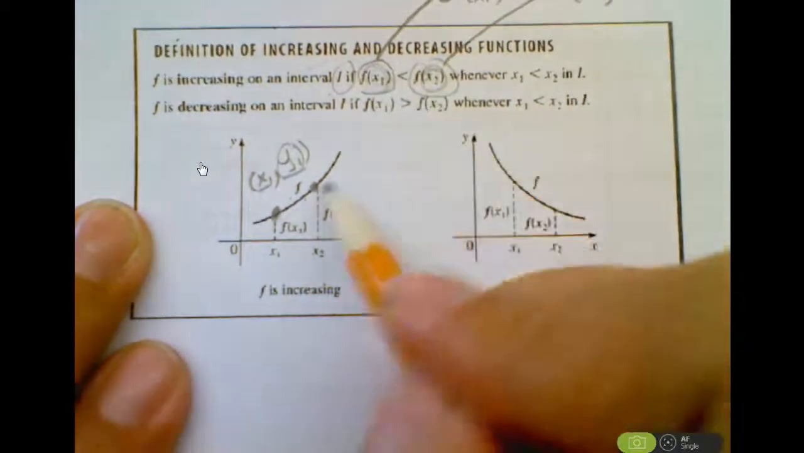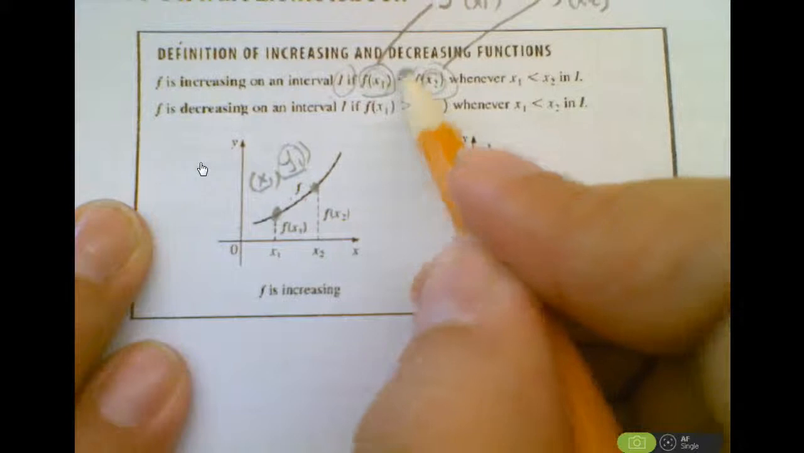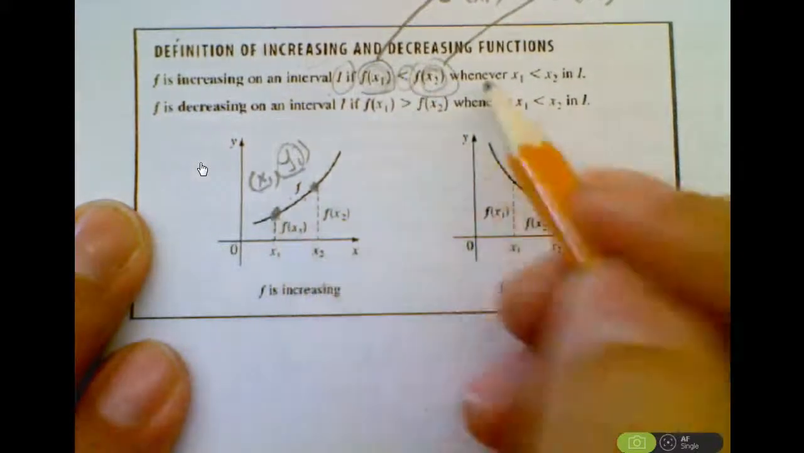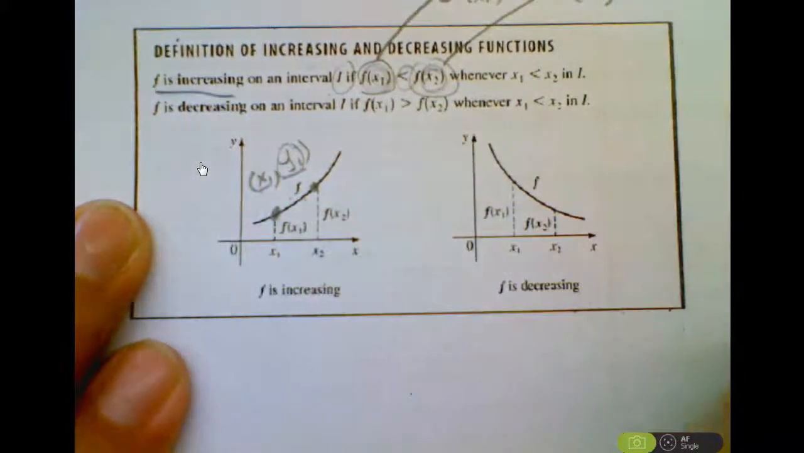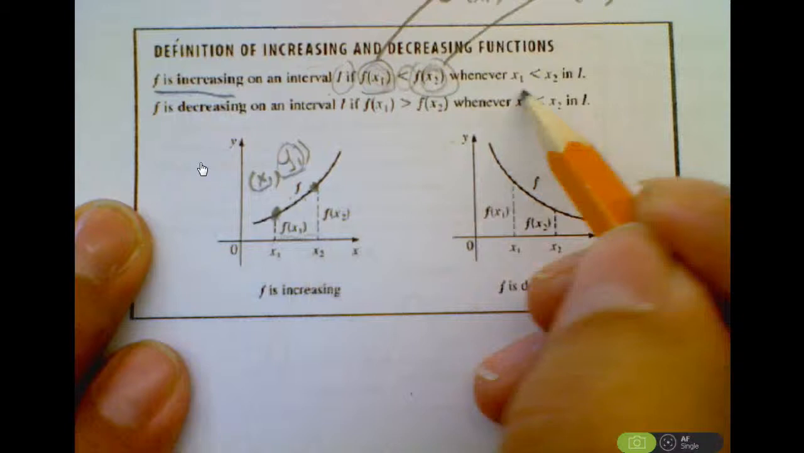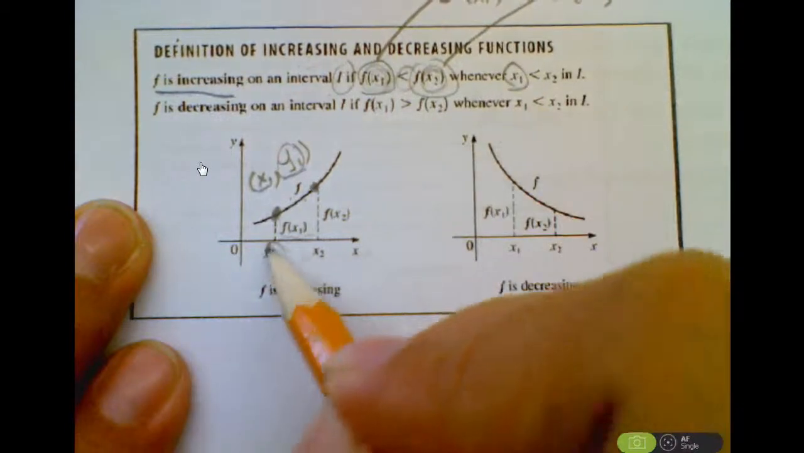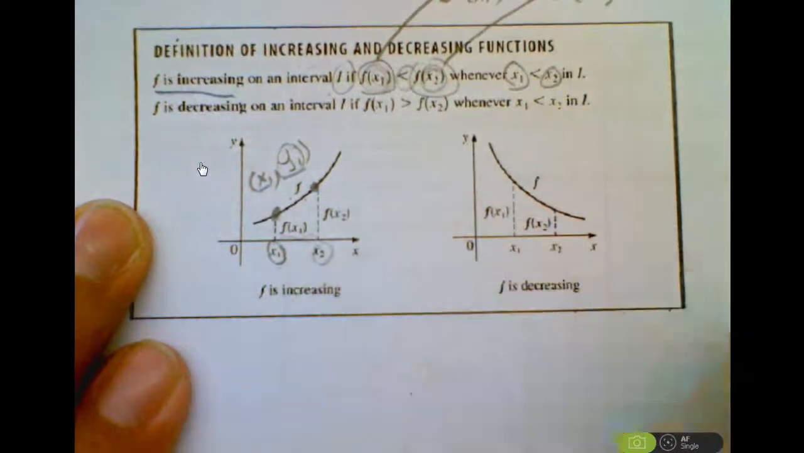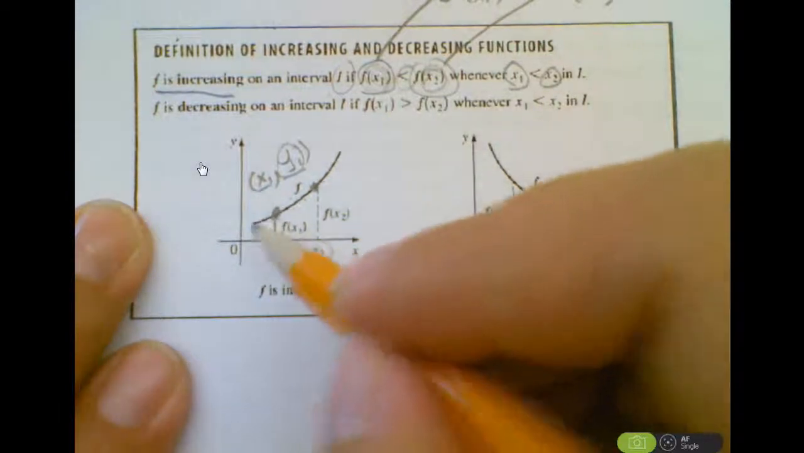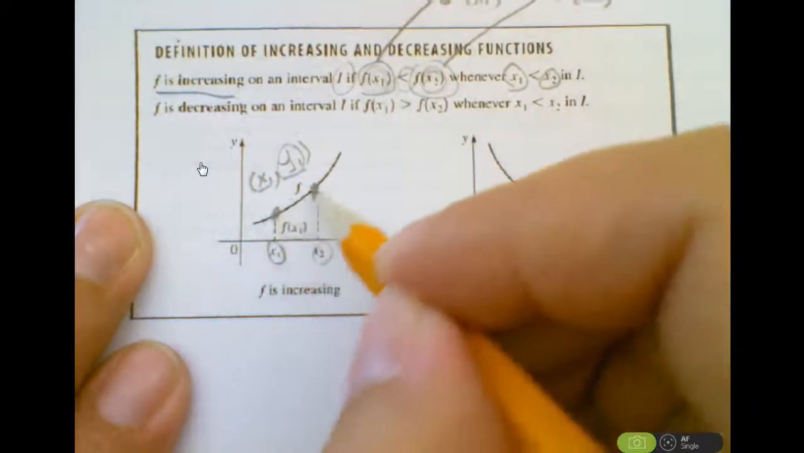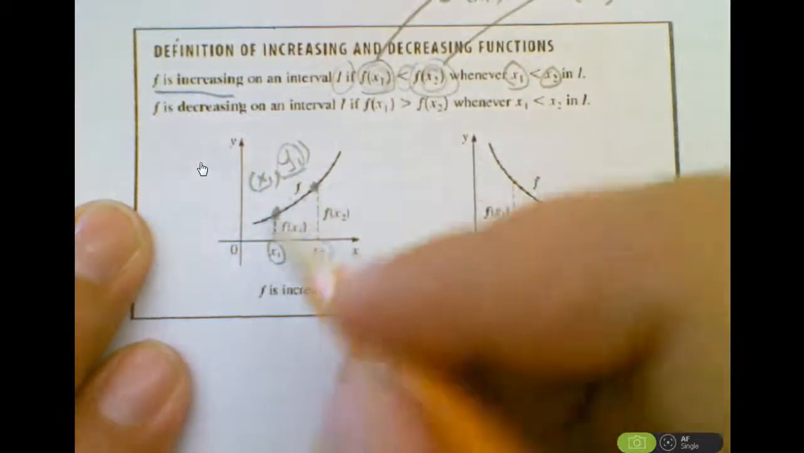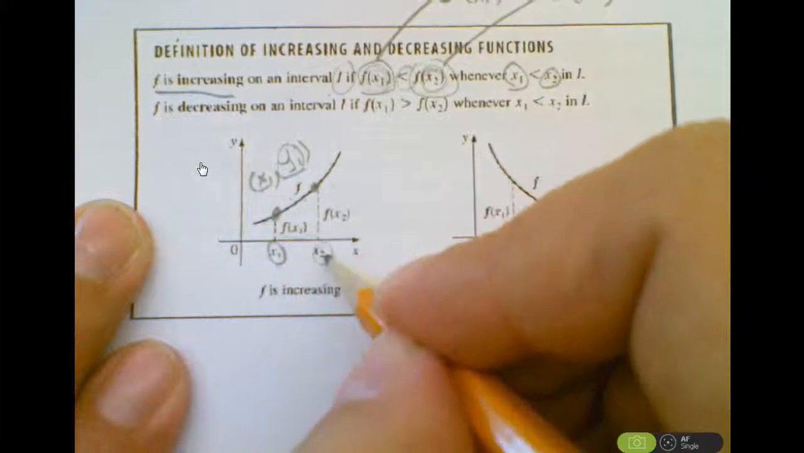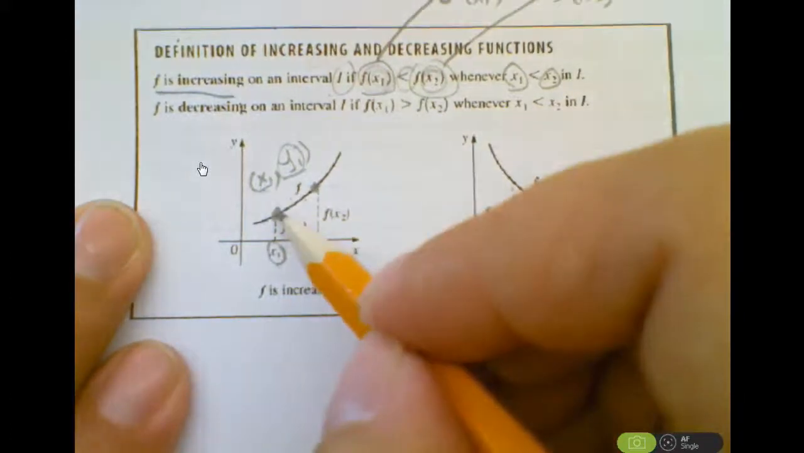And if the y value for the second point is larger than the first one, then we say the function is increasing on that interval, as long as the first x that you have is less than the second x. So f is increasing if you notice that you have 2 points. If one x is less than the other, then the y for that point has to be less than the other y.